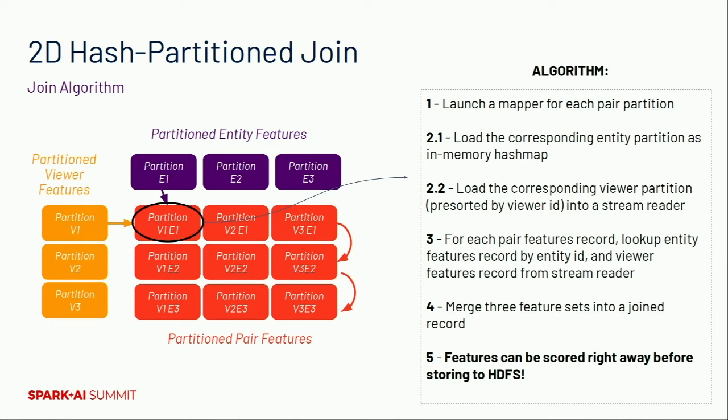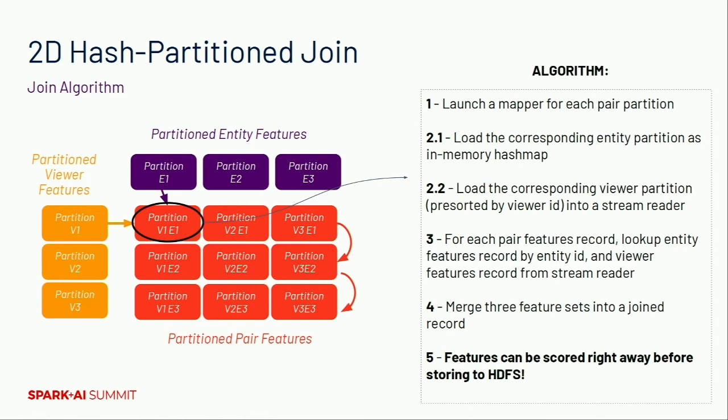So with that in mind, now that we have partitioned the 3 tables, how does the join algorithm work? We first launch a mapper for each pair partition. This is done by just calling mapPartitions in the Spark Dataset API. Each mapper is going to load the entity partition as an in-memory hash map, using the formula that I described in the previous slide to find the right partition to load. Similarly, we also load the corresponding viewer partition, either into a hash map or, as another optimization, using the stream reader, and I'm going to talk about it in a minute.